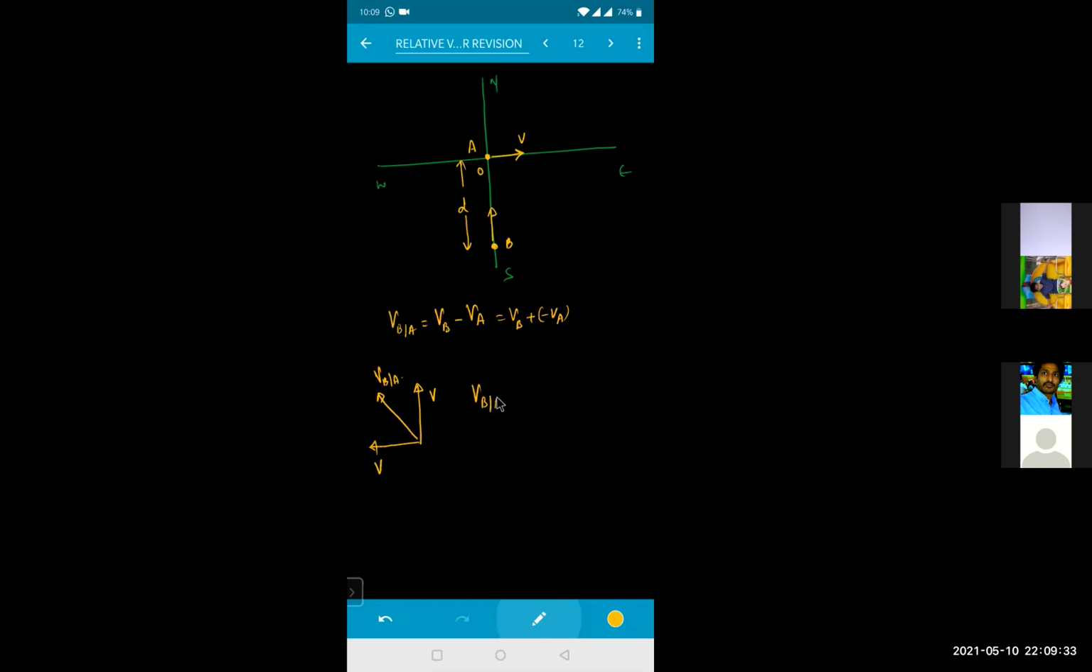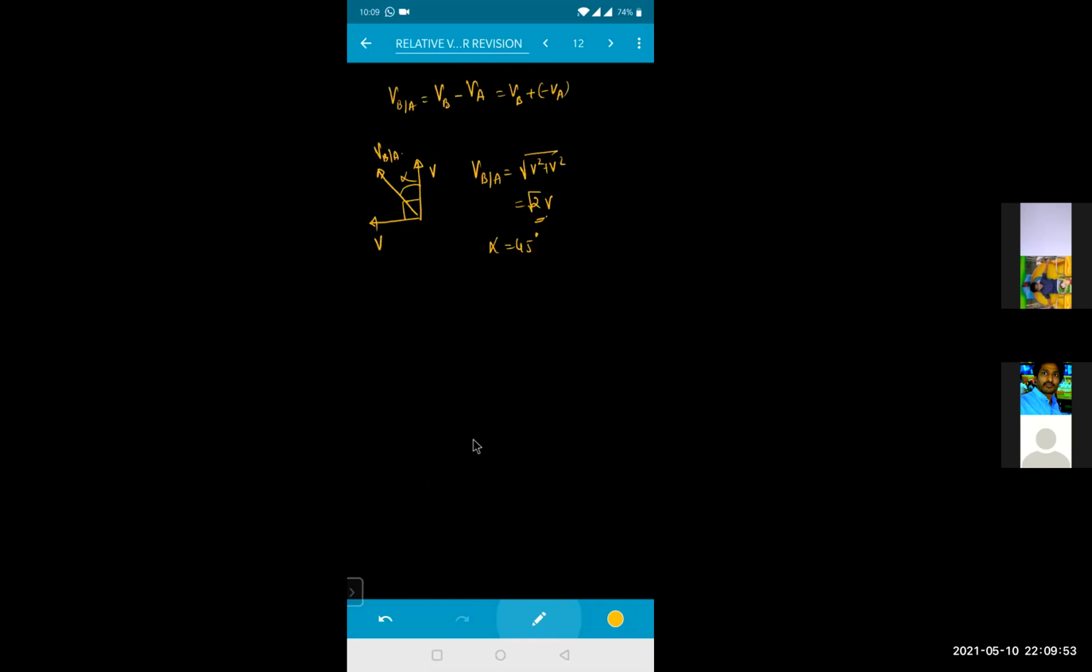The velocity of B with respect to A will be equal to the square root of V squared plus V squared, as the angle between them is 90 degrees. So that will be equal to root 2 into V. What will be the angle made by this one? As both the velocities are the same, alpha must be equal to 45 degrees. Clear?